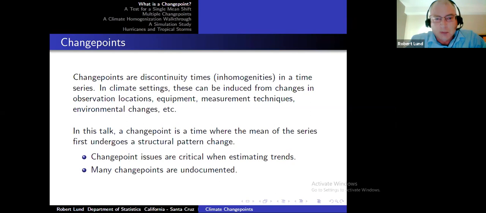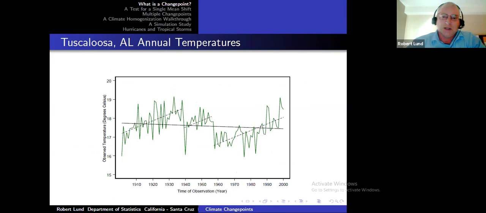And I'm going to show you some examples of where that happens and the chaos that it induces. But change points are nothing more than times where something changes, as the name would imply. This next slide illustrates the basic hazard of change points.